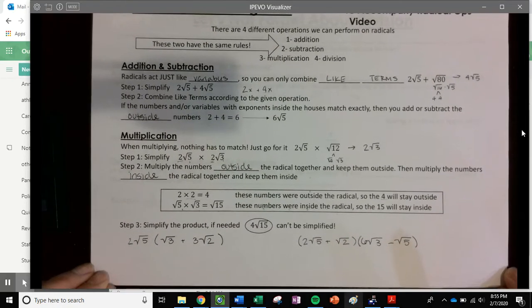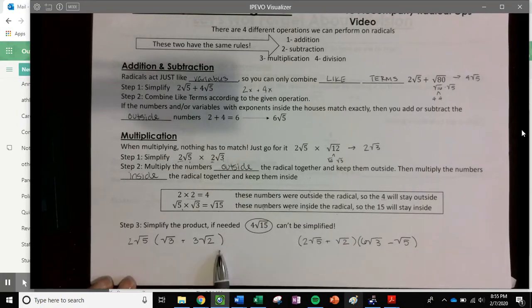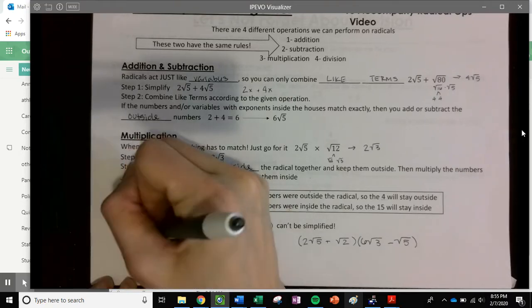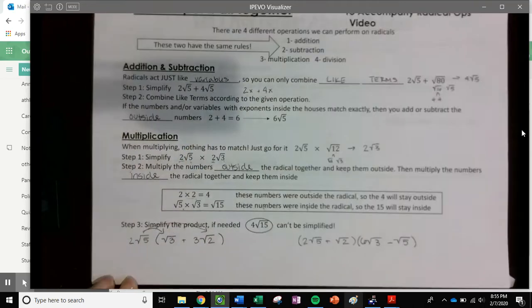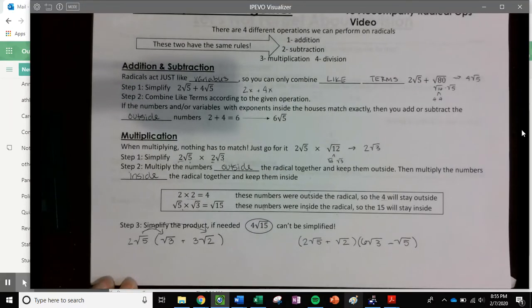Let me switch this up. We're really going to squeeze it in here. But we're going to multiply just as we normally would. The only exception is keeping the outies together and keeping the innies together. So I don't have anything that I need to simplify here. I've made this one easy. We're going to multiply 2 square root 5 times the square root of 3, and then 2 square root 5 times 3 times square root of 2.